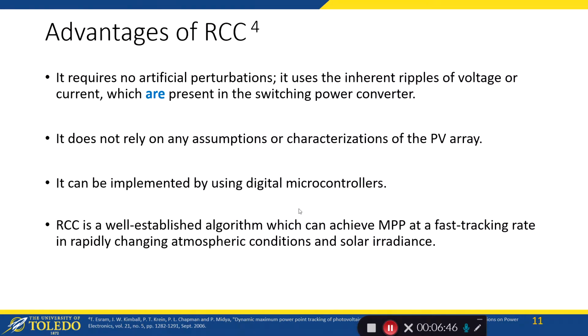Now let's talk about the advantages of using RCC. As we have seen, it does not require any external or artificial perturbations, rather it uses the inherent ripples of voltage and inductor current which are already present in the switching power converter, and it also does not rely on any assumptions or characterizations made on the PV array. It can be implemented using digital microcontrollers, it is a well-established algorithm, and it can track the rapidly changing maximum power point at a very fast tracking rate.